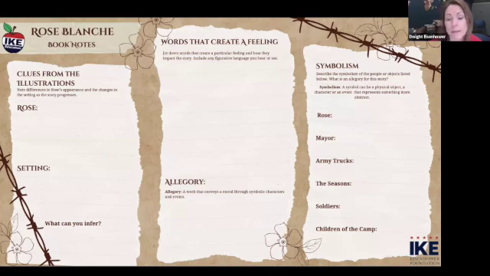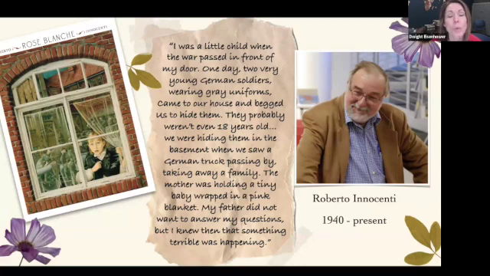Now, let's meet the illustrator of Rose Blanche. Roberto Innocenti was born in Tuscany, Italy in 1940. World War II impacted him as a small child, as his quote on this slide describes. Let me read it for you.